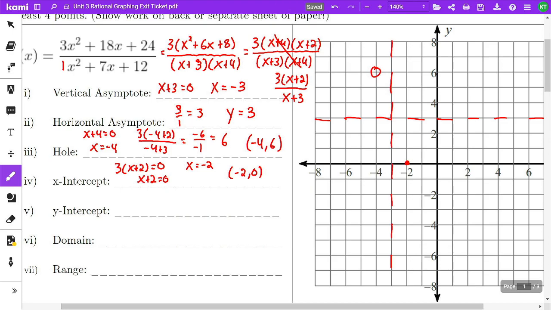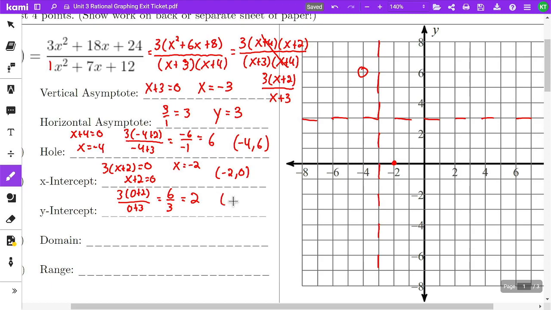And then the last points that I can plot based off of this would be my y-intercept, and I get that by plugging in 0 into my function. So I will have 3 times 0 plus 2 divided by 0 plus 3. That would give me 6 divided by 3, which is 2. And so that will be the coordinate 0 comma 2. And now I have 3 points here, and because I know it's going to be symmetrical, if I go from where my asymptotes cross, go down 1 to the right 3, I can go up 1 to the left 3, plot 1 point here.